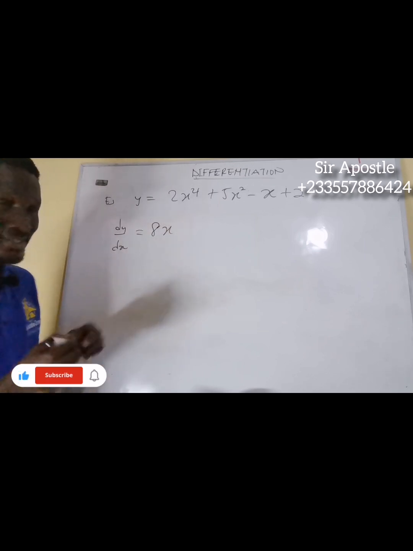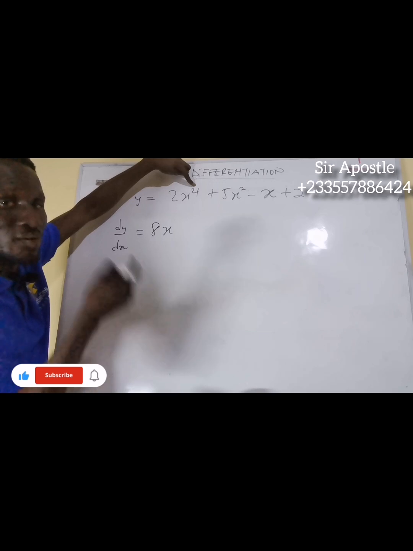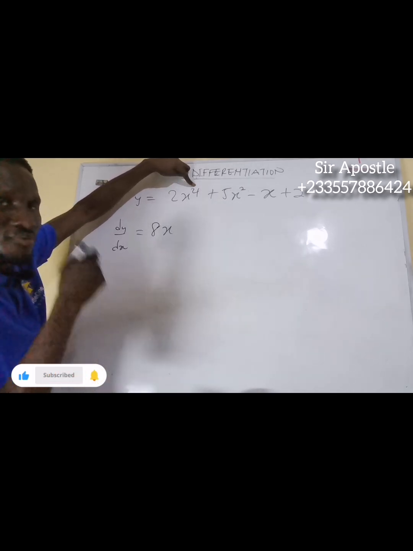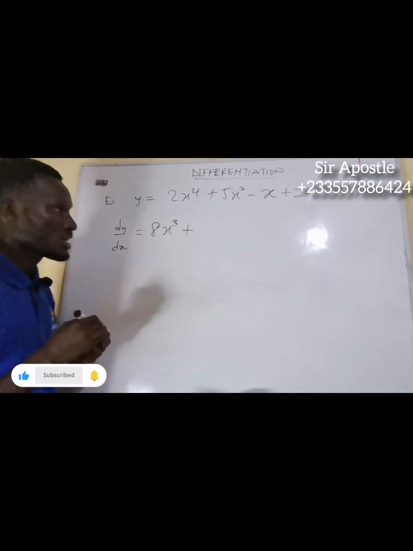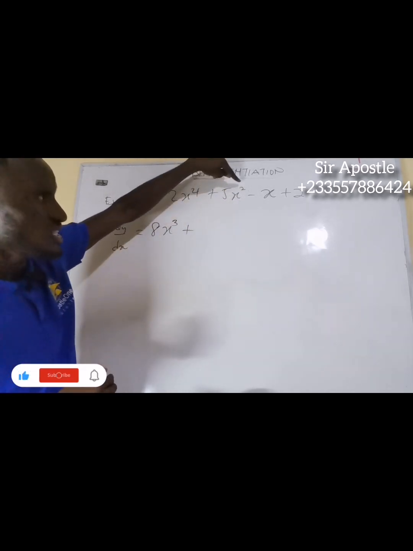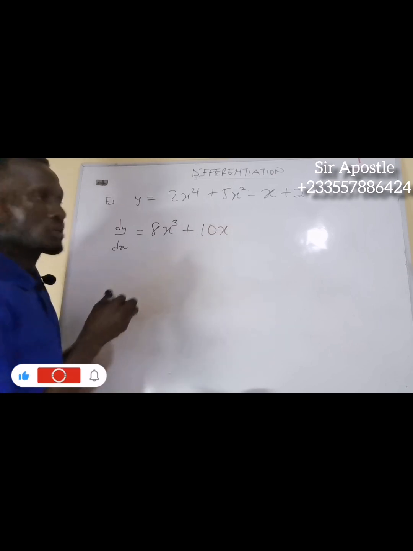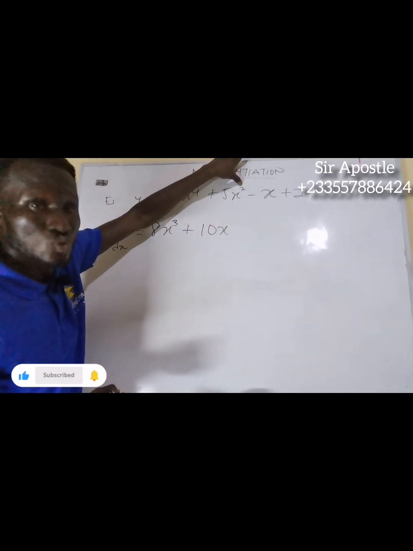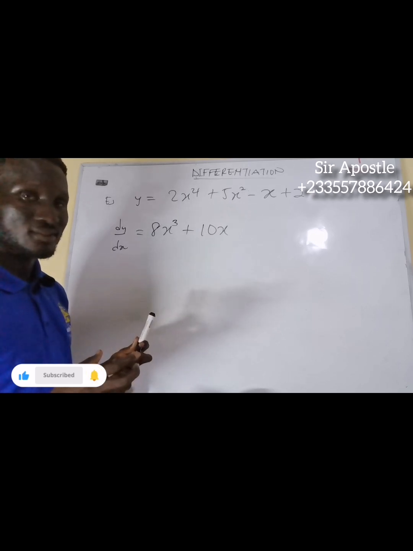Then I'll write my x. Then we subtract 1 from the 4, or we reduce the 4 by 1. Subtract 1 from 4, we get 3. Now let's come here. Multiply the 2 by 5, which gives us 10. Now subtract 1 from the 2, which will give us 1. So x exponent 1 is the same as x.